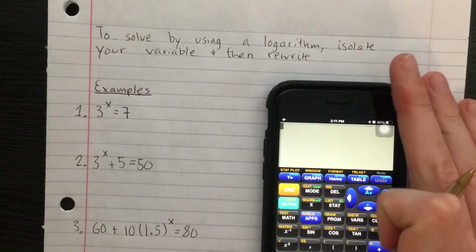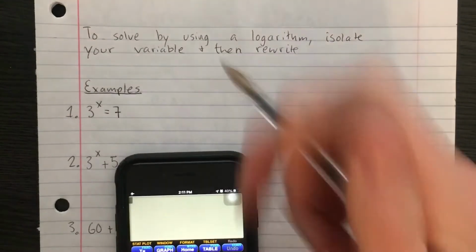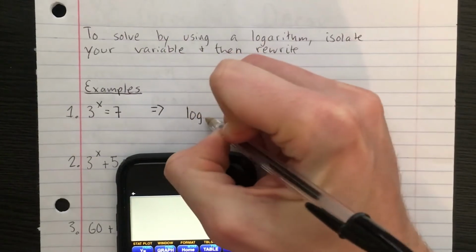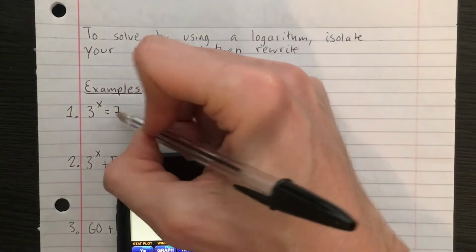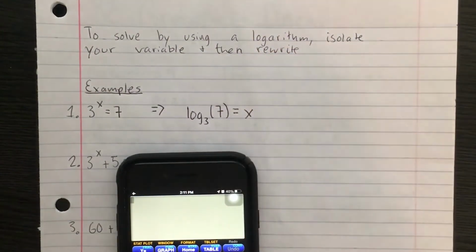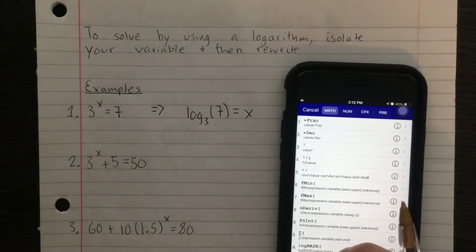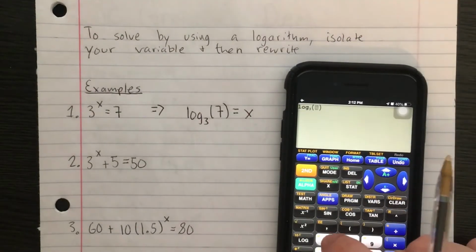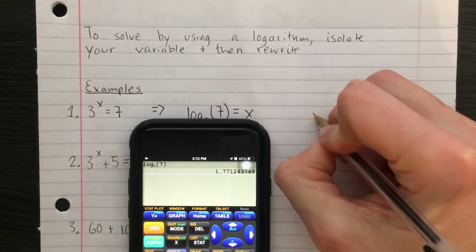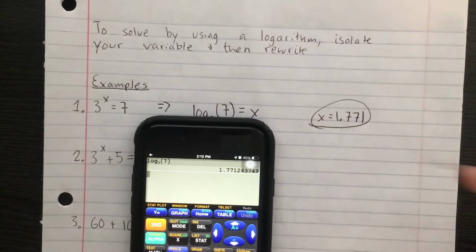So for example, if we have 3 to the x equals 7, the way I'm going to rewrite this is I'm going to say log base 3 of 7 equals x. And so if we look at this, I go to math, I go down to log base, and we're going to say log base 3 of 7. And I'm just going to round that to 3 sig figs. So we're going to call that x is equal to 1.771. And that is our answer.